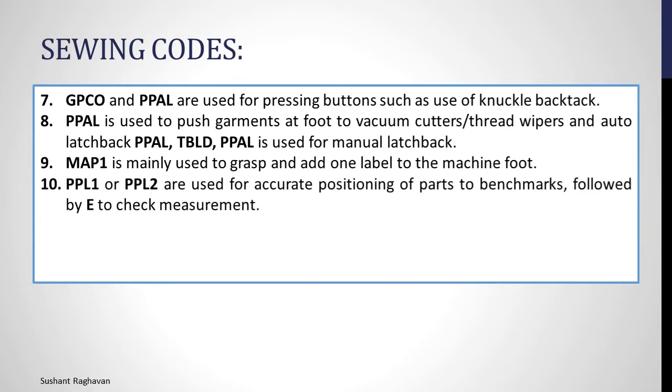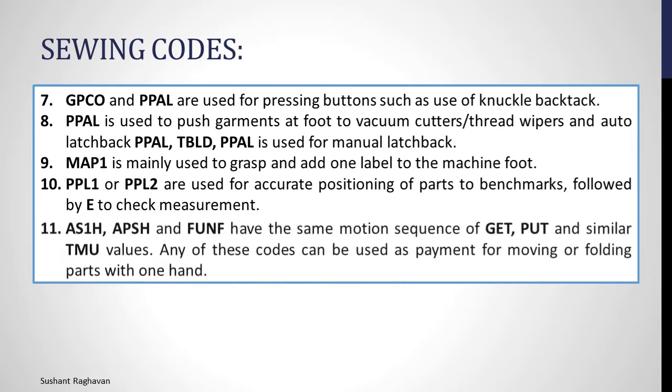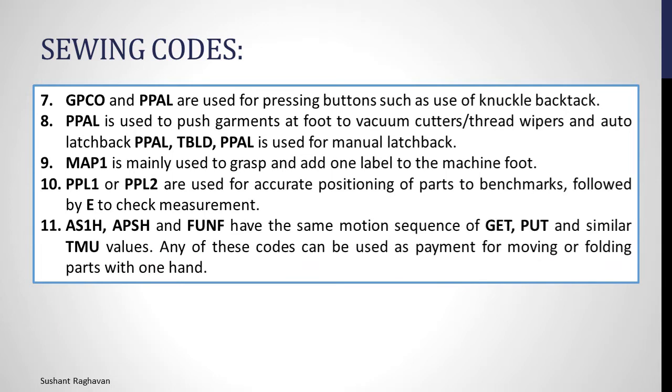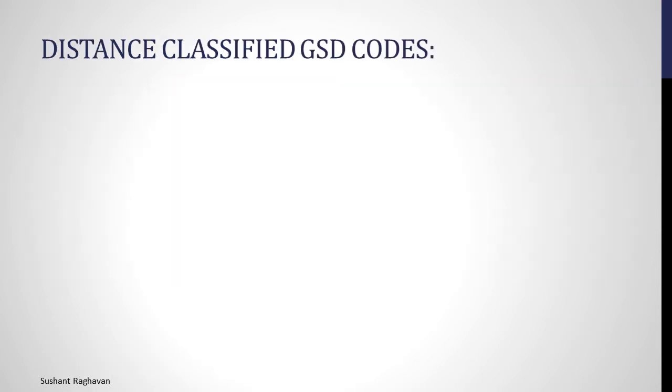PPL1 and PPL2 are used for accurate positioning of parts to benchmarks, followed by E to check measurement. AS1H, APSH and FUNF have the same motion sequence of get and put, and similar TMU values. Any of these codes can be used for moving or folding parts with one hand.